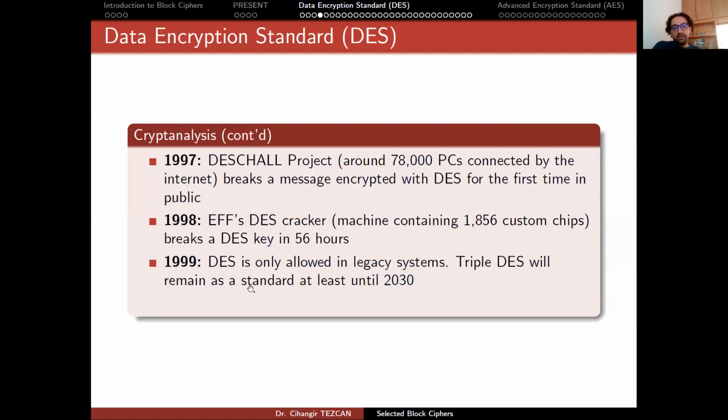So in 1999, DES is only allowed in legacy systems. Triple DES will remain as a standard at least until 2030. This is a standard still by NIST until this year, and most probably it will be extended, but we don't know what will happen in 10 years. But the important thing is that DES trained a generation of cryptographers, because by analyzing this cipher, new cryptanalysis techniques were found, and we obtained a lot of insight about block ciphers.